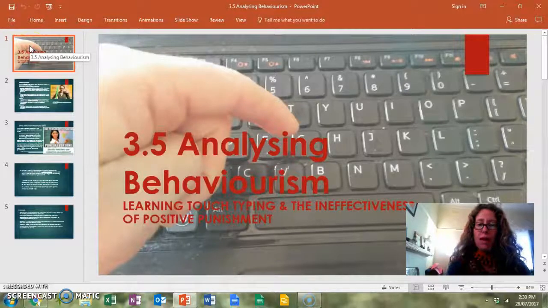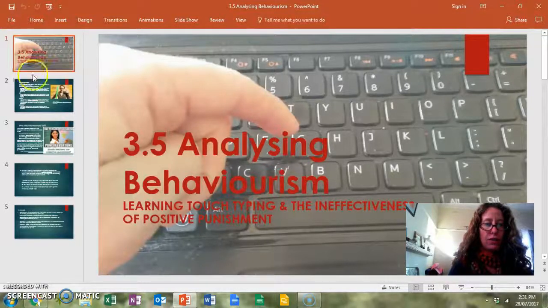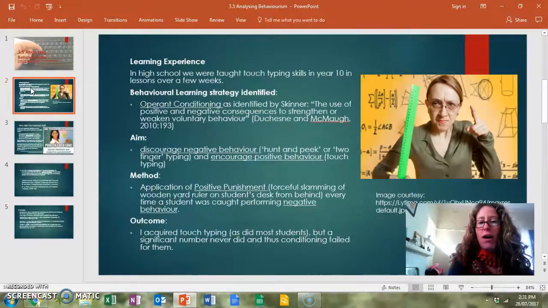Okay, so my experience. Analysing behaviourism through my experience of learning touch typing, and my analysis of the teacher's use of positive punishment, is that it was an ineffective strategy. In high school we were taught touch typing skills in Year 10, over a few weeks.